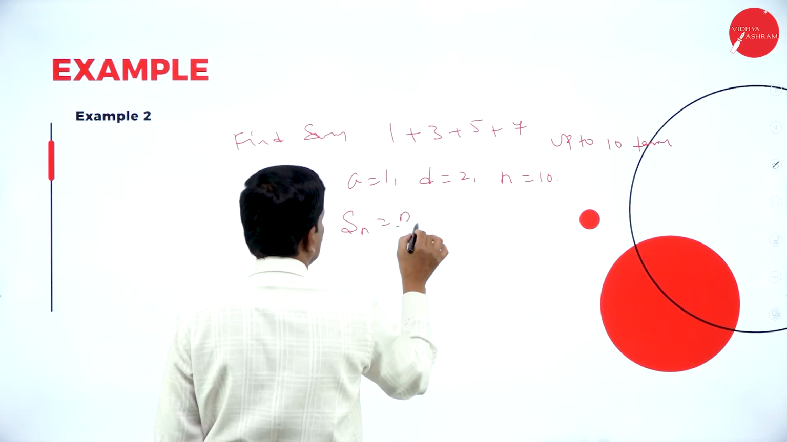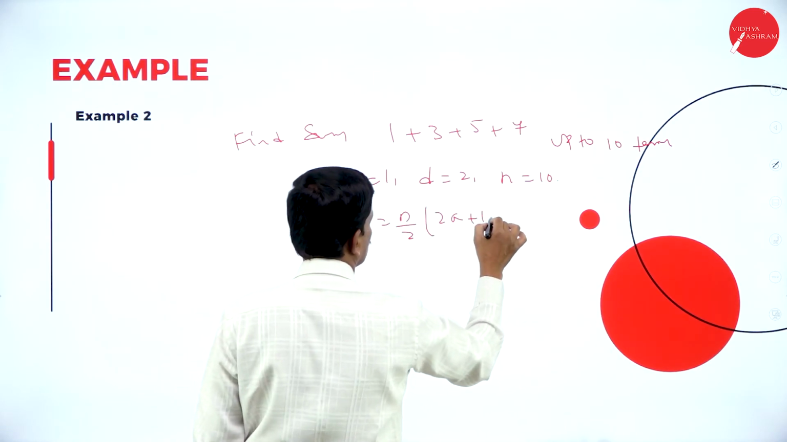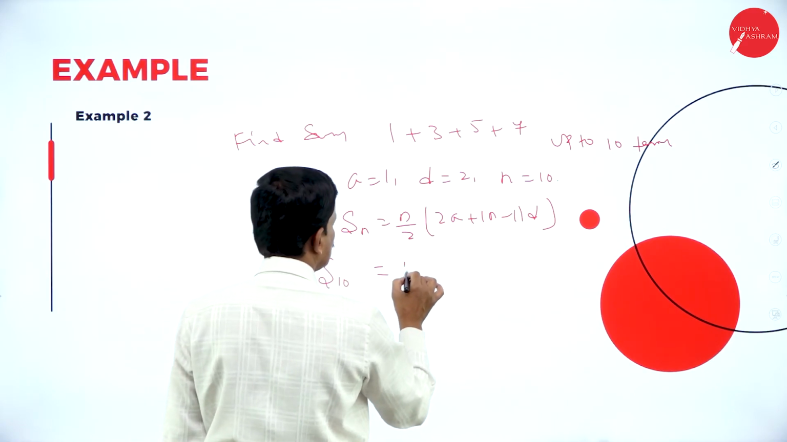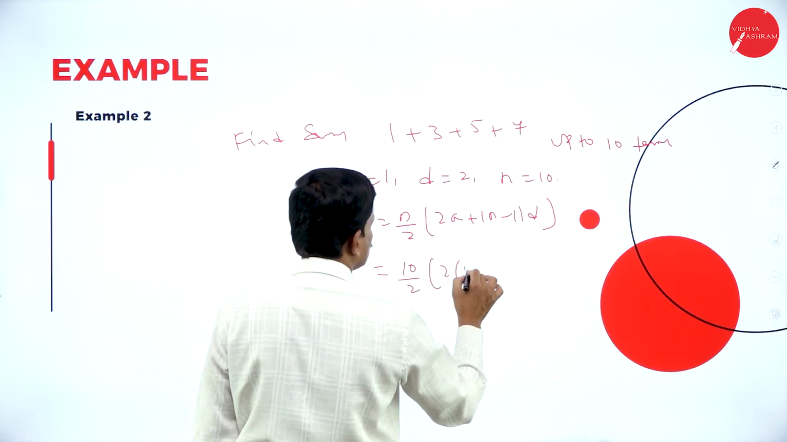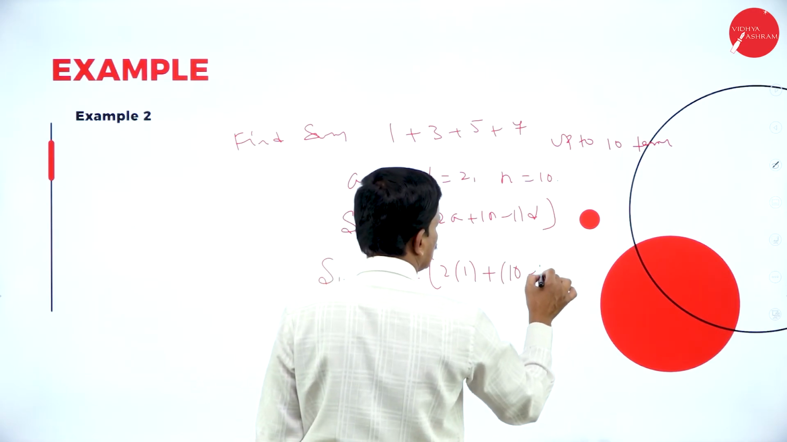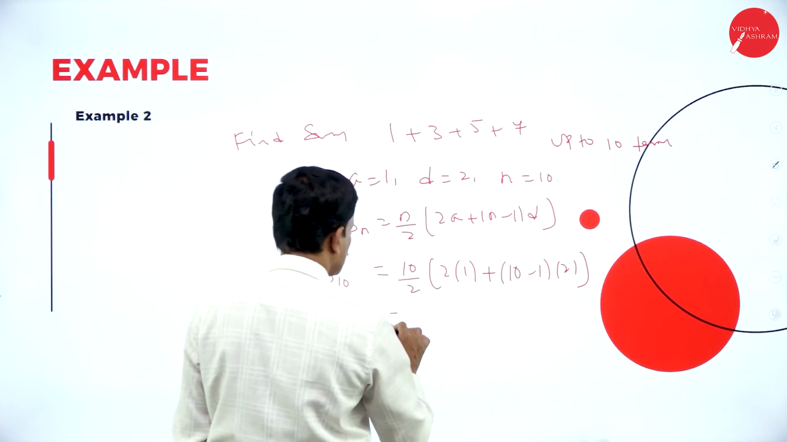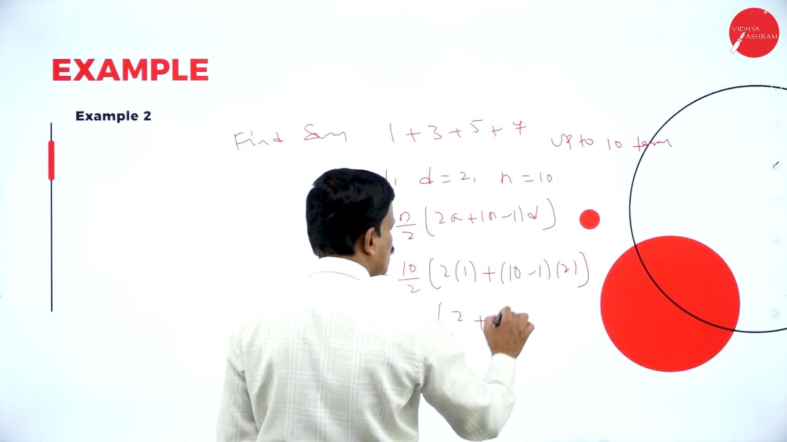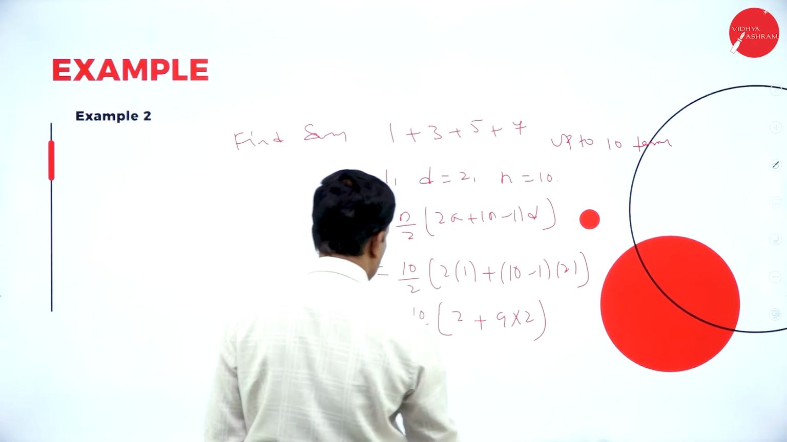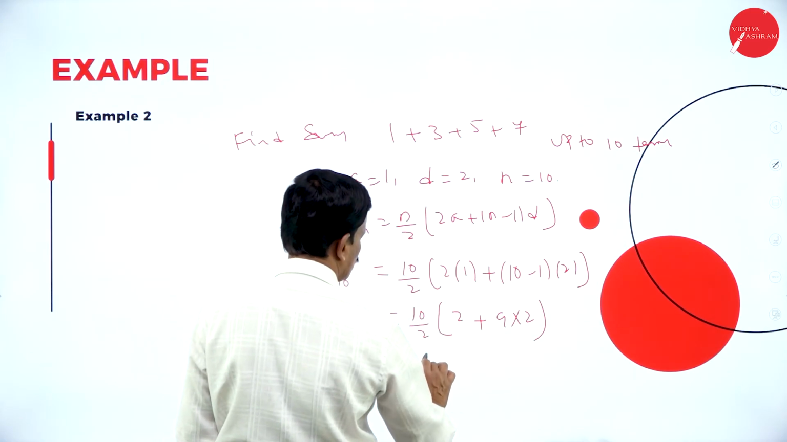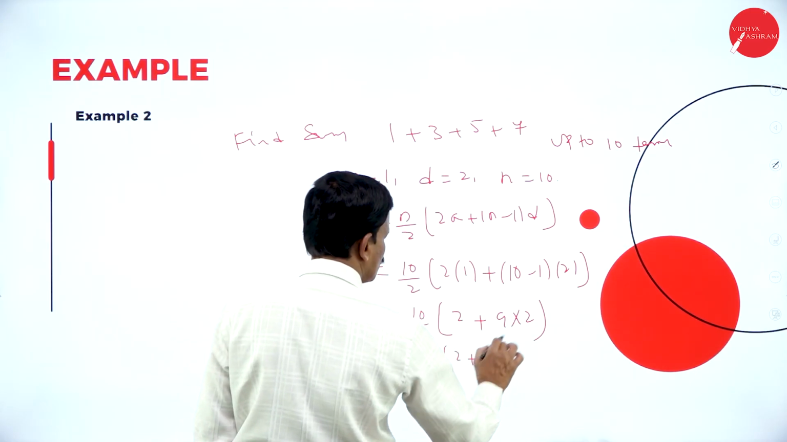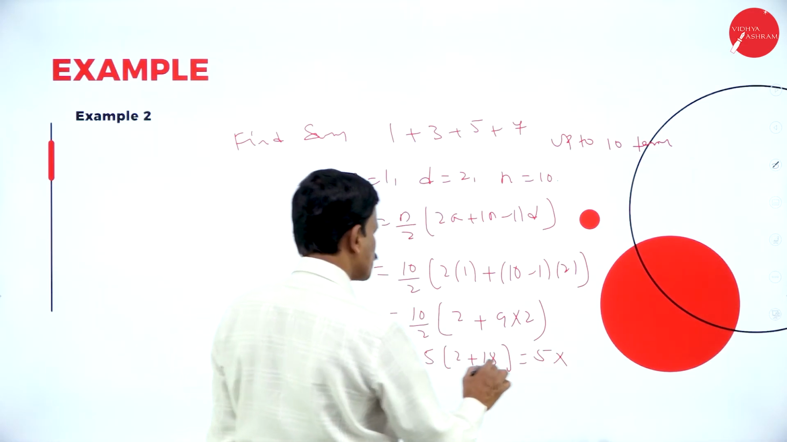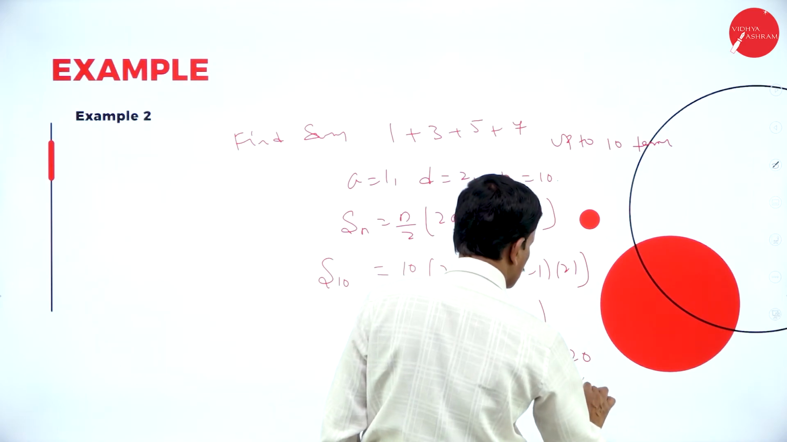Sn is equal to n by 2 into 2a plus n minus 1 into d. So S10 is equal to n is 10 by 2 into 2 times a is 1 plus n is again 10 minus 1 into d is 2. So this is 10 by 2 into 2 plus 10 minus 1 is 9 into 2. So this can also be written as 10 by 2 is 5 into 2 plus 9 2s are 18. So this is 5 into 18 plus 2 is 20. This is equal to 100.